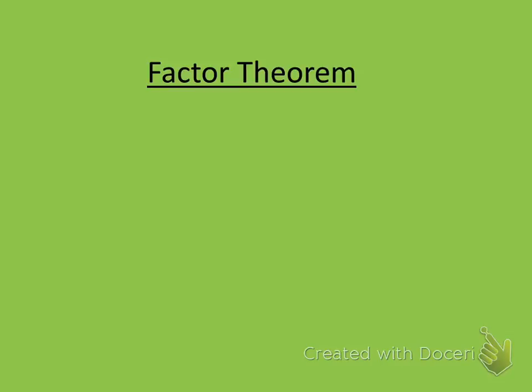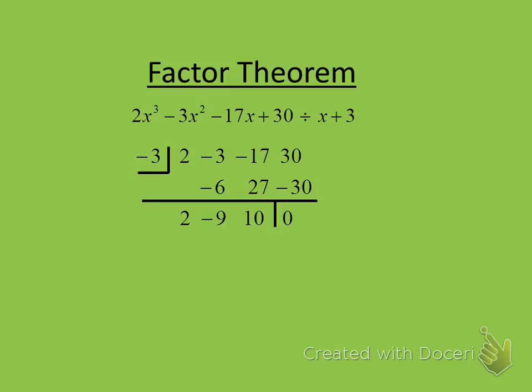Factor theorem is very, very similar to 5-2's questions, where I just said do synthetic division, like you did at the beginning. So I'm going to show you a problem. I want you to do that one. Synthetic divide 2x cubed minus 3x squared minus 17x plus 30 divided by x plus 3. Good. When you run it through, those should be your numbers. You should get 2x squared minus 9x plus 10.